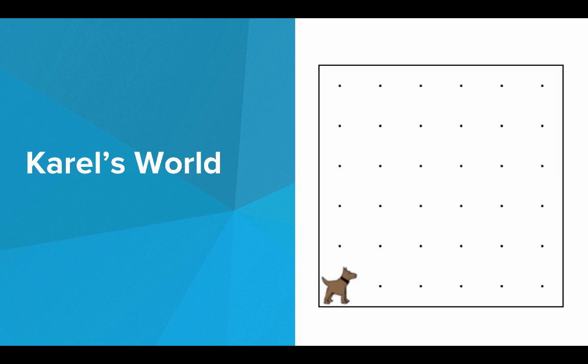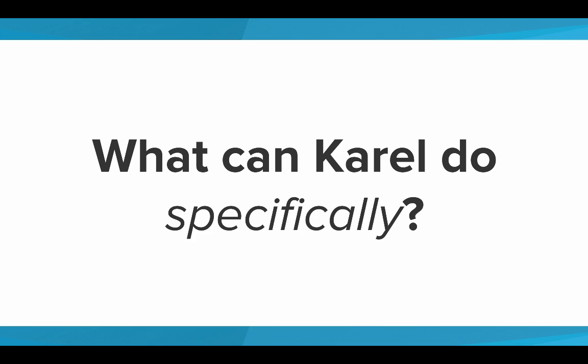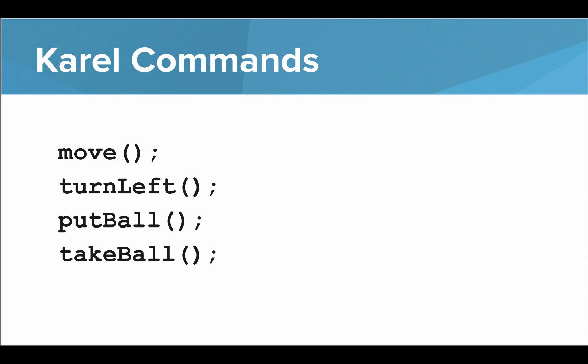So this is Karel's world. Karel's world is a grid that Karel can move through, where each dot is a location that Karel can be. So you might be wondering, what can Karel do specifically? Well, Karel knows 4 commands. Karel knows 4 words. Karel can move, turn left, put down a ball, and take a ball.